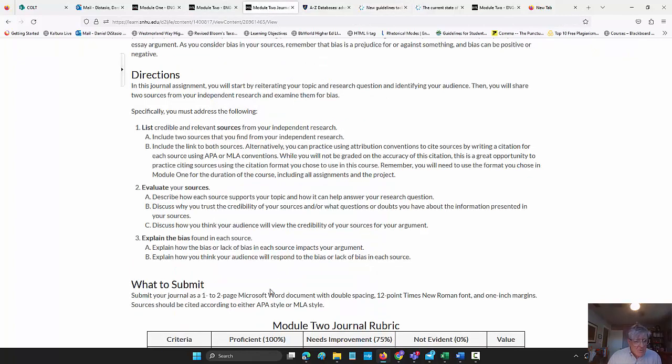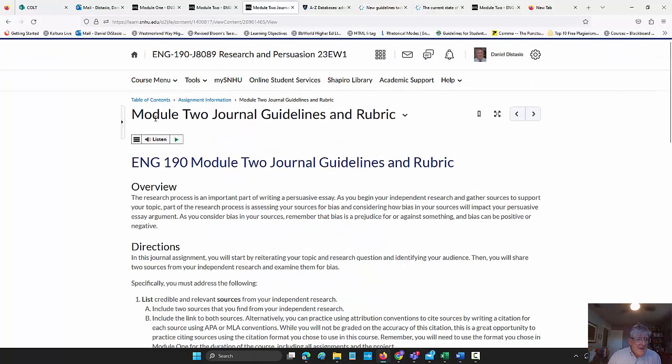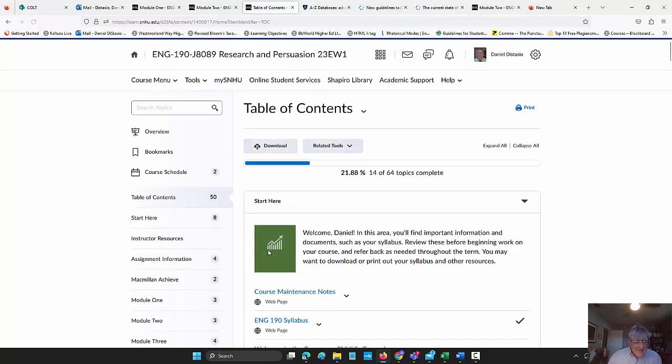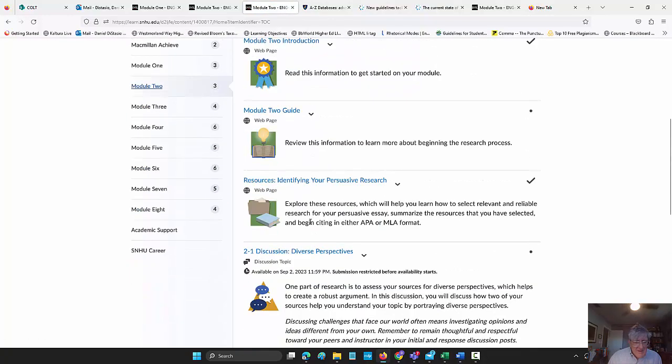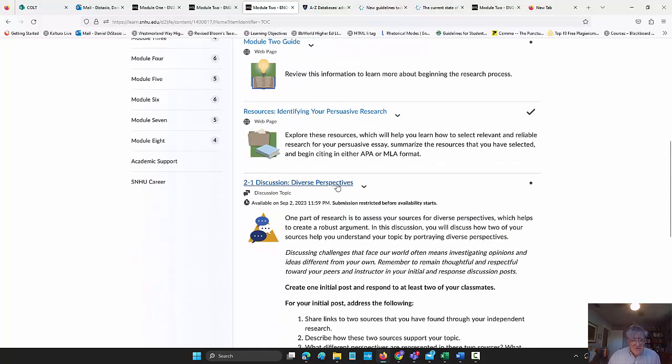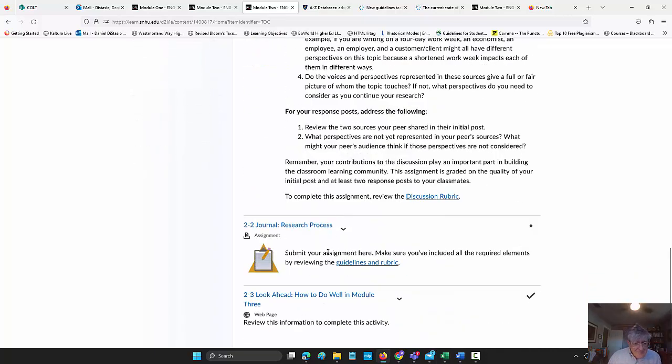So again, just a rewrap of what we're doing in week 2, we have 2 different assignments that are graded in week 2, and they include that discussion of diverse perspectives. And again, those biased or non-biased views are what we're looking for when we talk about diverse perspectives. And then the journal research process, which we just went through, and that will set you up for week 3.